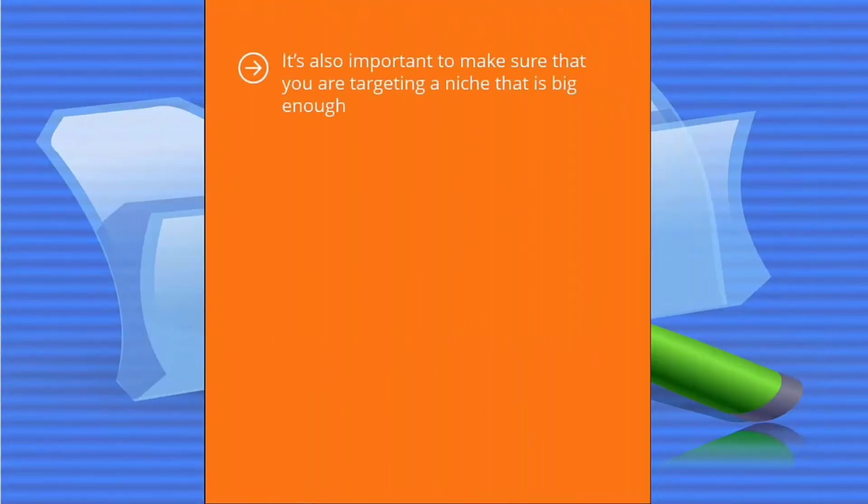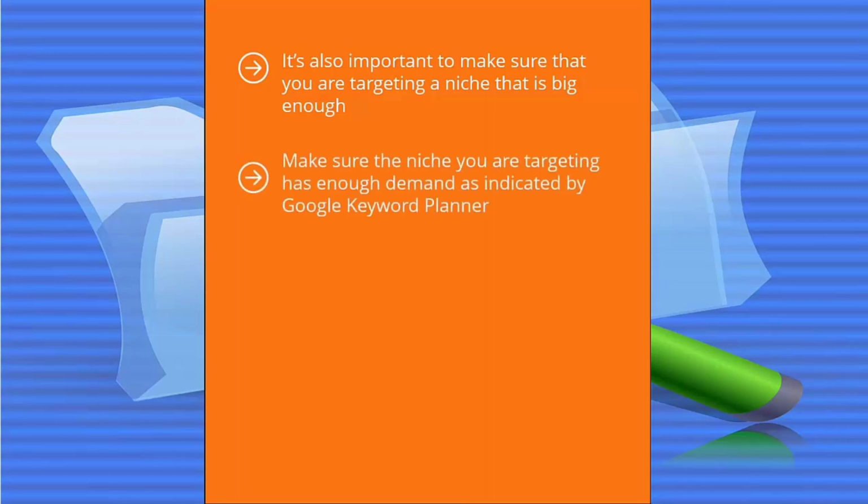It's also important to make sure that you are targeting a niche that is big enough. Sure, there are lots of advertisers willing to pay a tremendous amount of money for structured settlement keyword traffic. We're talking about more than $20 per click. The problem is, the volume of searches for that niche is actually quite low. Make sure the niche you are targeting has enough demand as indicated by Google Keyword Planner. This tool not only tells you how much advertisers are willing to pay per click, but it will also give you an estimate of the volume of searches for keywords related to that niche. You're looking for a nice combination of decent commercial value with decent traffic volume.